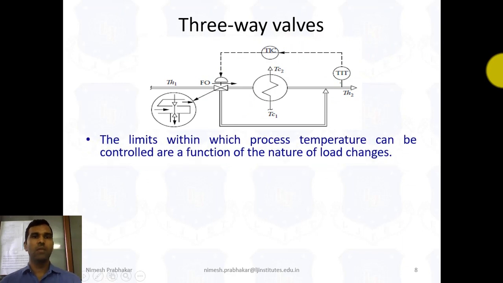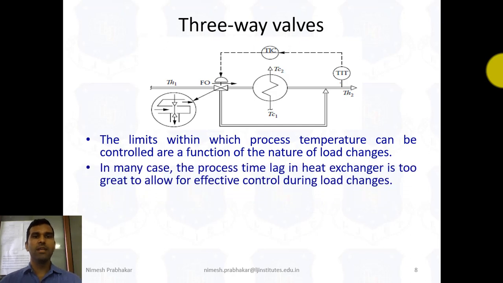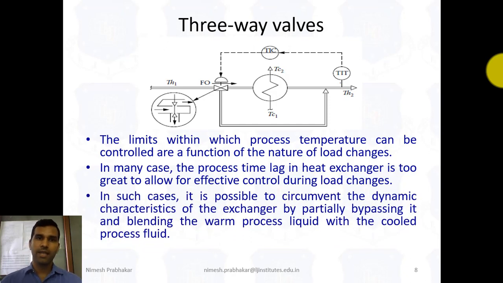So we see the limit within which the process temperature can be controlled is a function of the nature of load changes. In many cases, the process time lag in the heat exchanger is too great to allow for effective control during load changes. In such a case, it is possible to circumvent the dynamic characteristic of the exchanger by partially bypassing it and blending the warm process liquid with the cold process fluid. So this is nothing but the simple bypass method, but here we use a three-way valve.